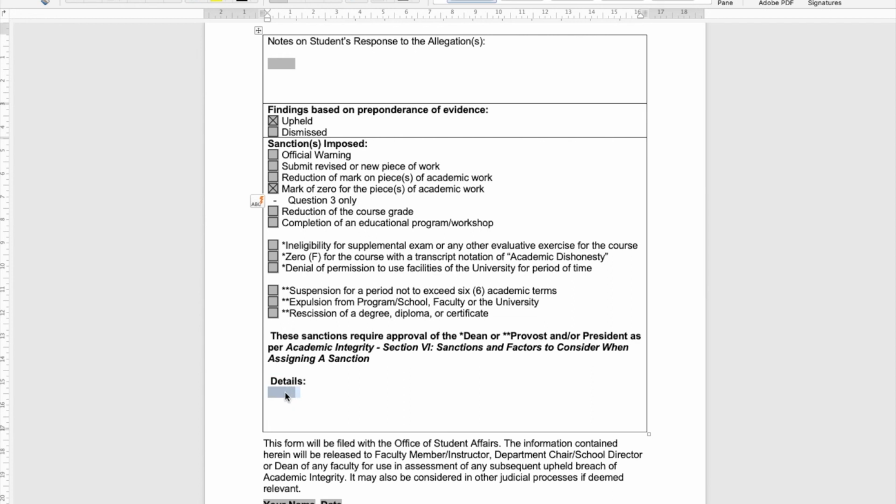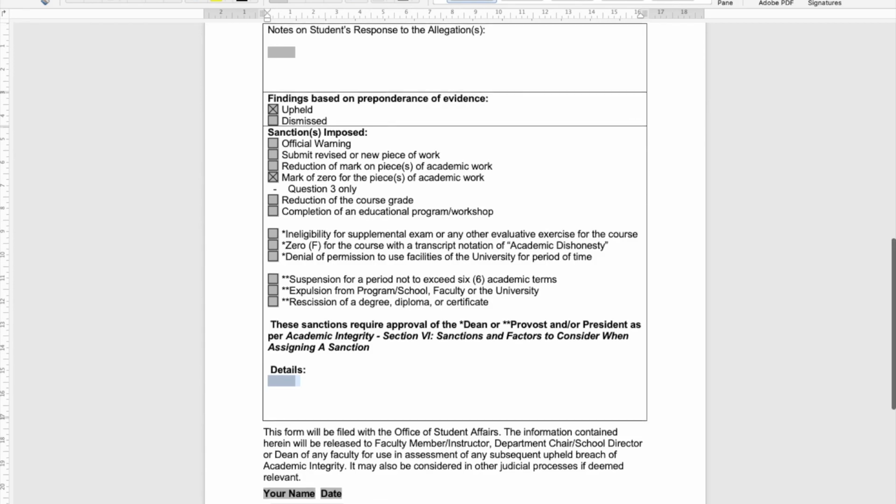Down below, you'd add in justification for a reason why you chose this type of sanction, and then you would finish off the form with your contact information before sending it off to the manager of student conduct.